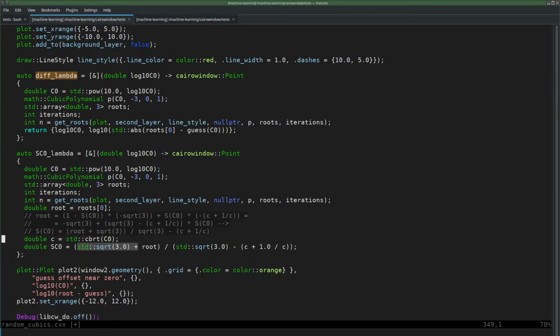This is the cube root of C0, and then we can calculate this. Subtract that from... I'm totally missing a parenthesis here, right? Subtract that from the square root, and we divide it. Use that to divide that. Hopefully I did not do that wrong.